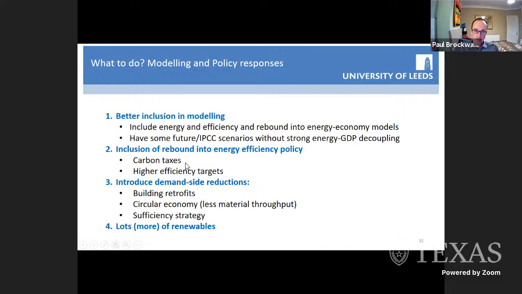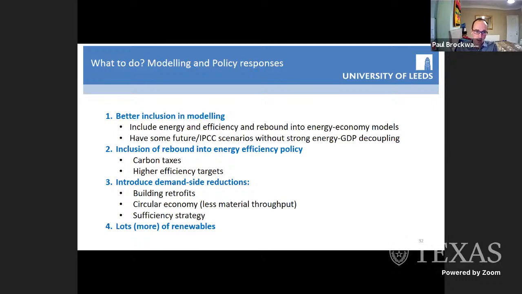Inclusion of rebound. Okay, so if you are having to take rebound into account, then you're looking at things like carbon taxes in order to stop the rebound getting back into the economy. And you're also potentially setting higher efficiency targets if you're in a partial rebound space, as well as, I think, focusing much more on demand-side reduction.